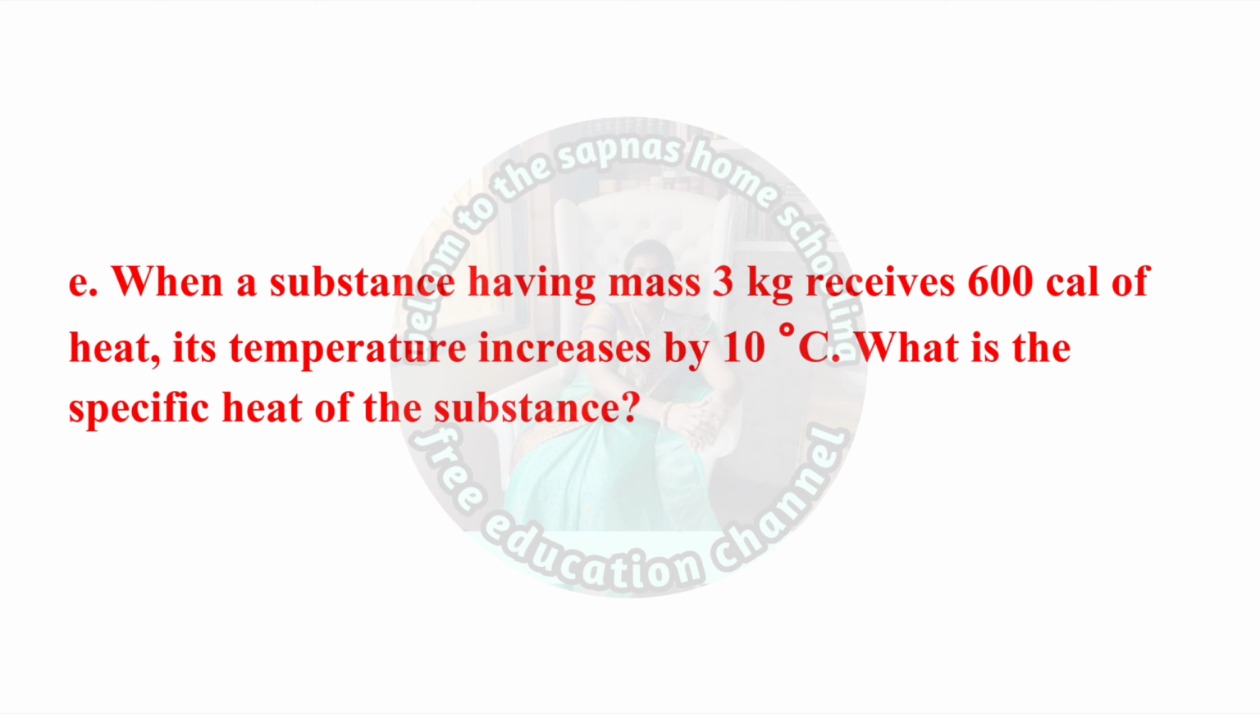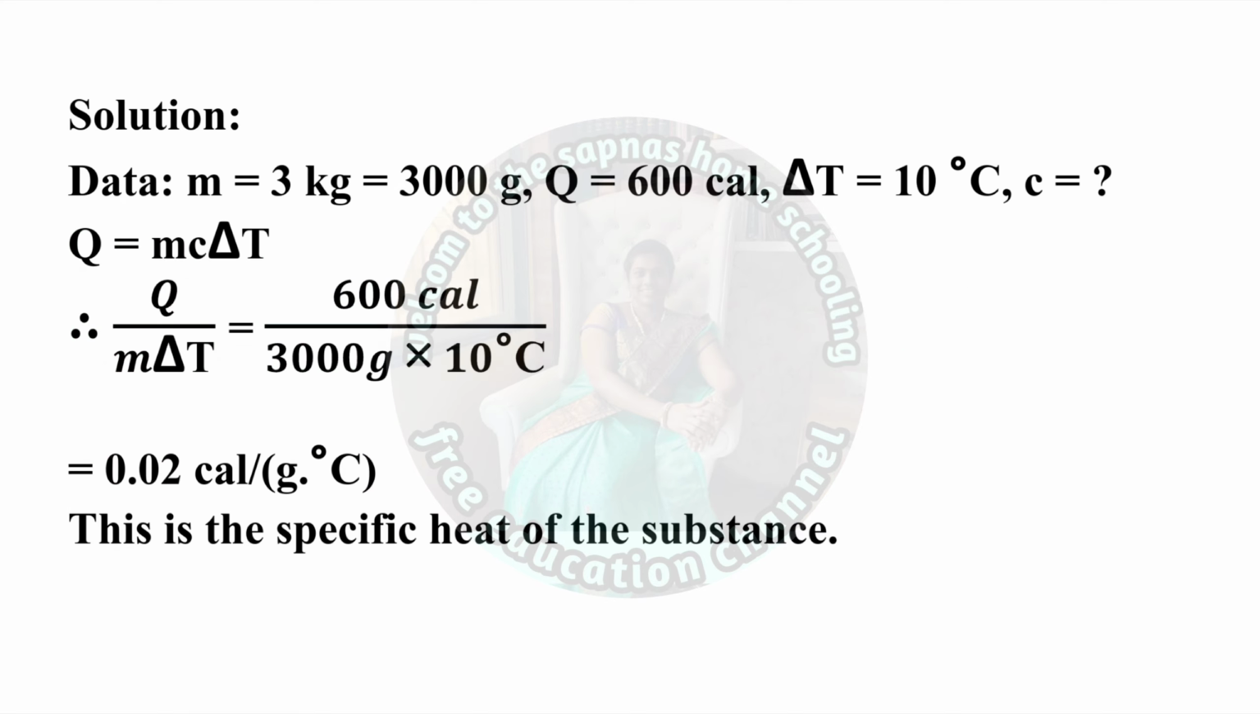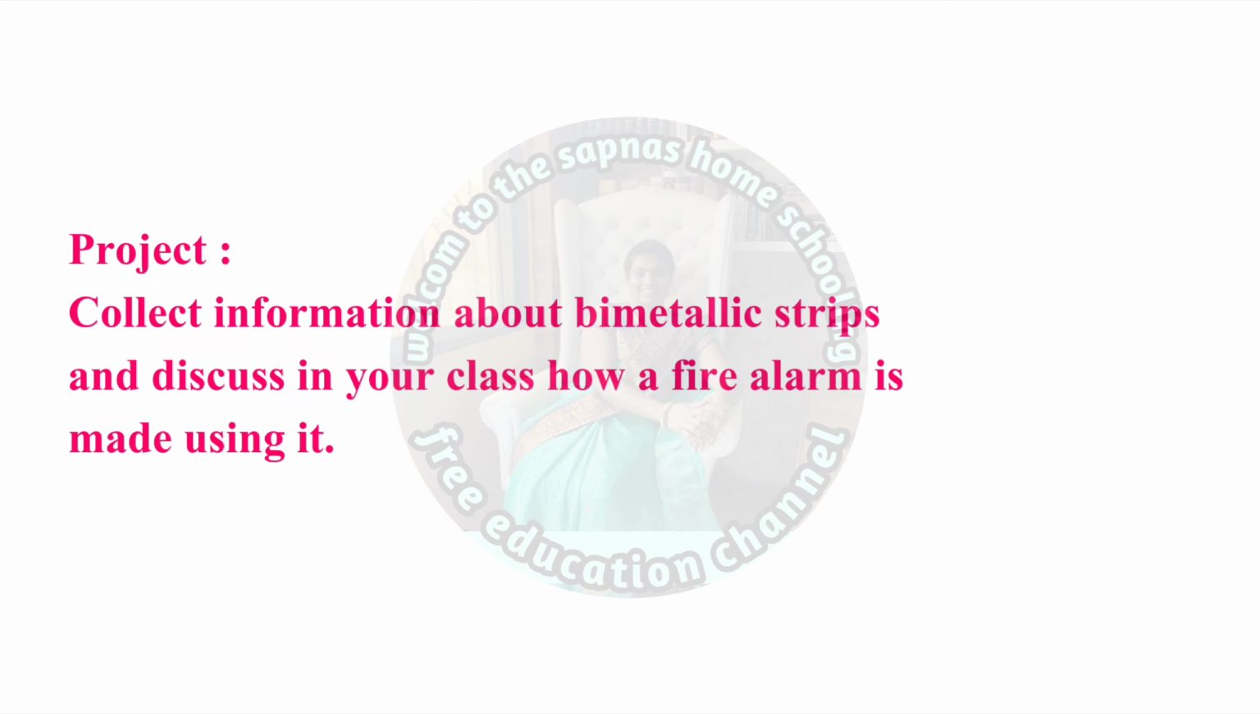Question E. A substance having mass 3 kg receives 600 calories of heat and its temperature increases by 10 degrees Celsius. What is the specific heat of the substance? Project. Collect the information about bimetallic strips and discuss in your class how the fire alarm is made using it.